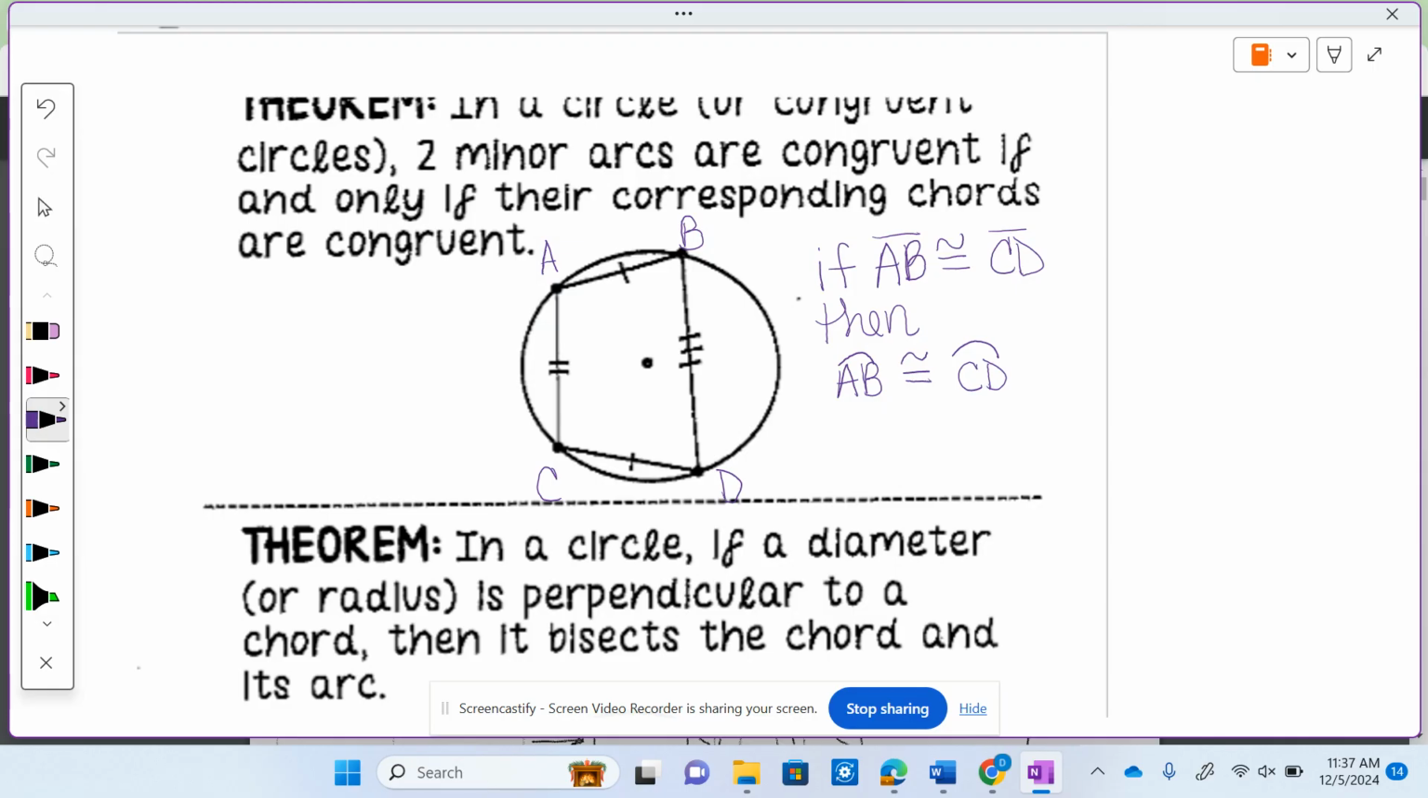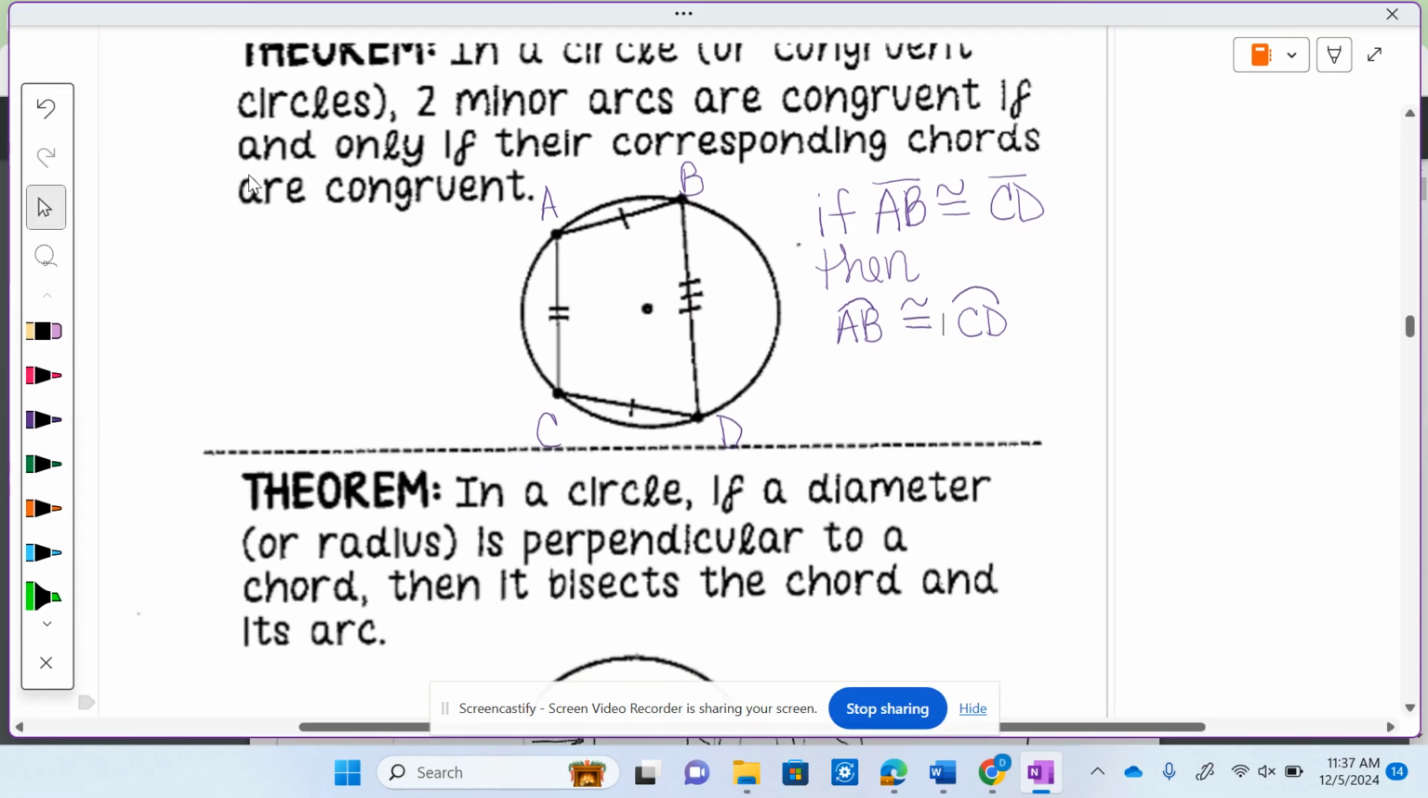Okay. And we're going to practice this. Are we okay with that? Okay, I'm going to slide it up a little bit.